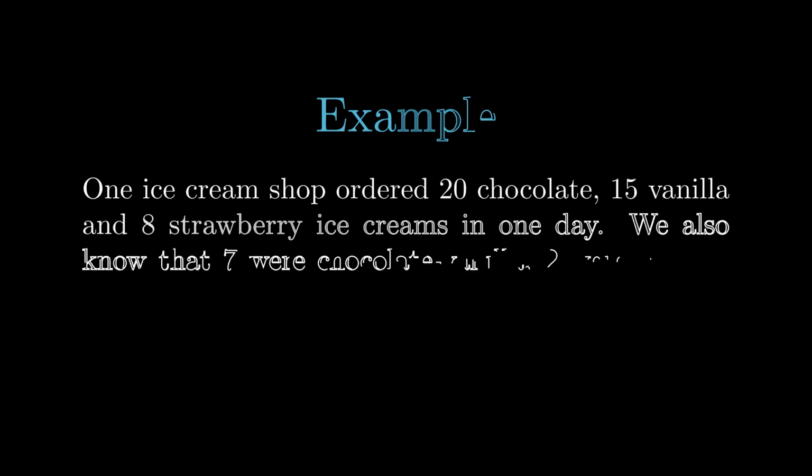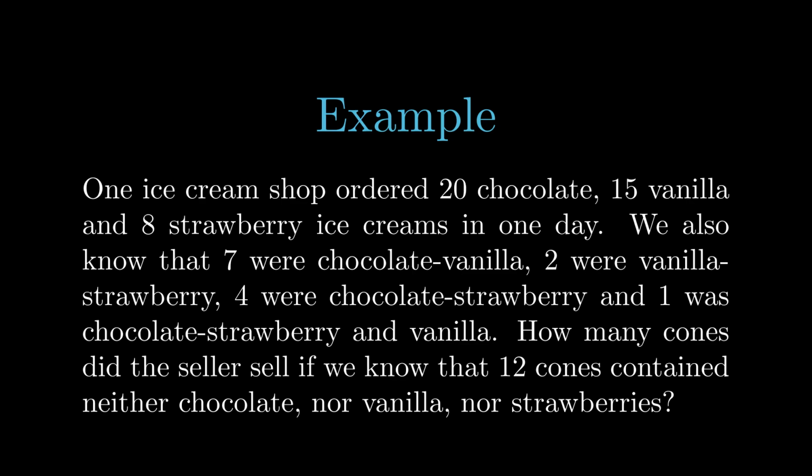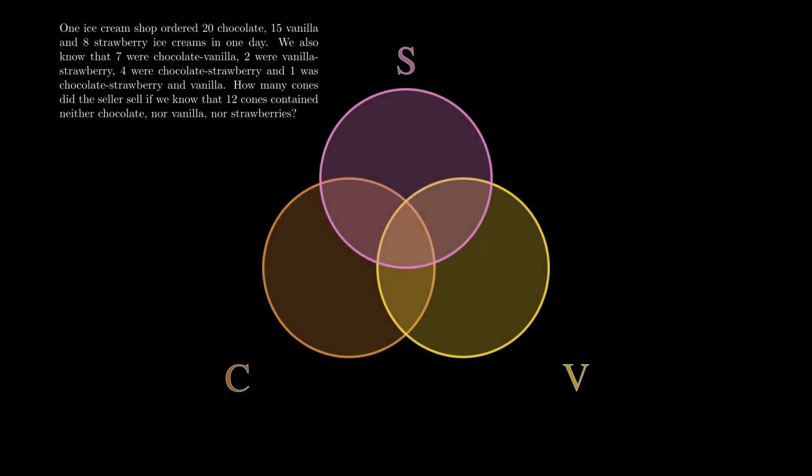Let's look at the problem. An ice cream shop sold 20 chocolate, 15 vanilla, and 8 strawberry ice creams in one day. We also know that 7 were chocolate and vanilla, 2 vanilla and strawberry, 4 chocolate and strawberry, and 1 was chocolate, strawberry, and vanilla. How many cones did the seller sell if we know that 12 cones have no chocolate, nor vanilla, nor strawberries? Take 3 sets. One will be chocolate, one will be vanilla, and the third will be strawberries.